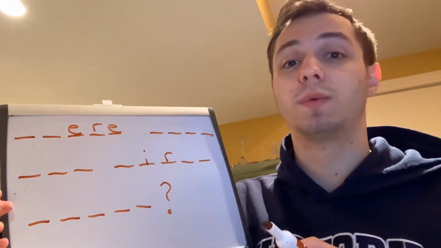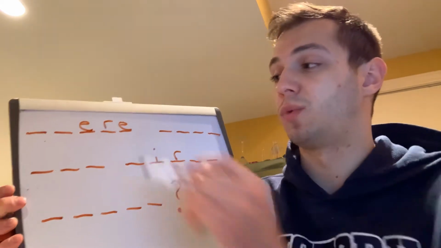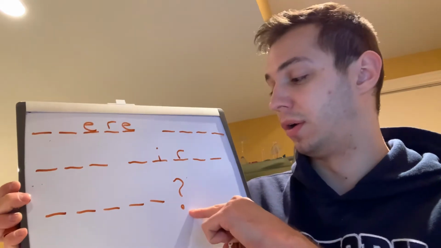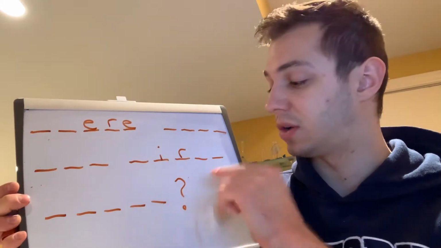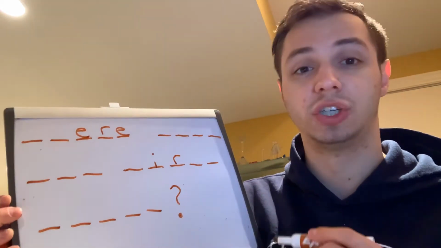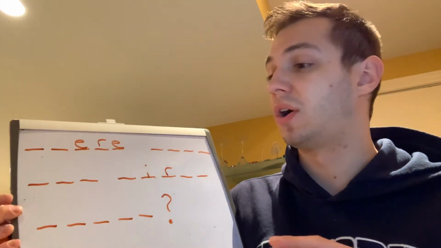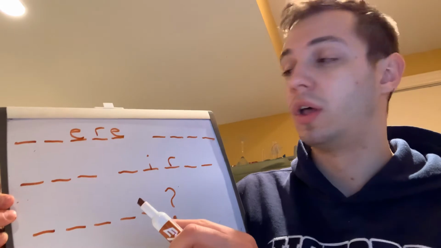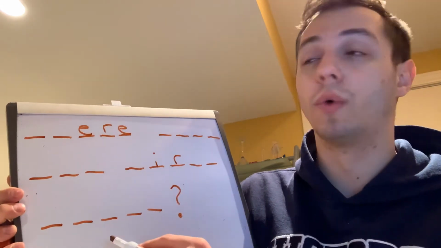Don't forget, when we're starting a sentence, we need to start with a capital letter. And then we need to end it with our end mark. In this case, our end mark is going to be a question mark. So once again, what the sentence should say is, "Where were the girls going?"